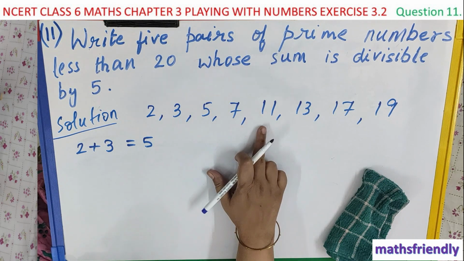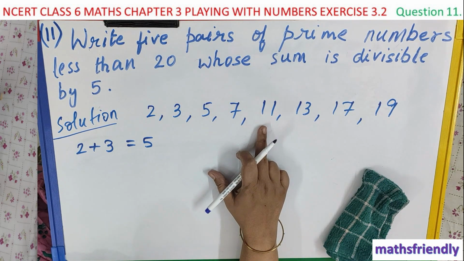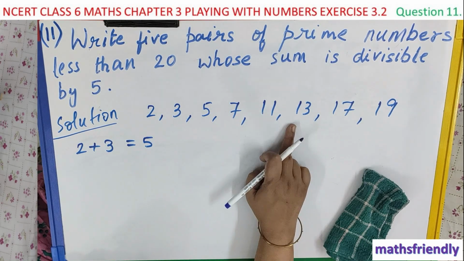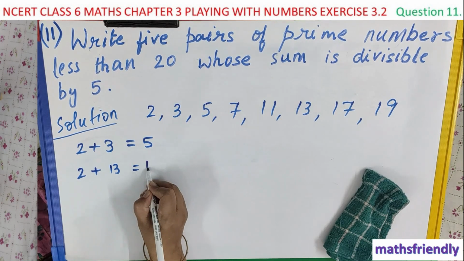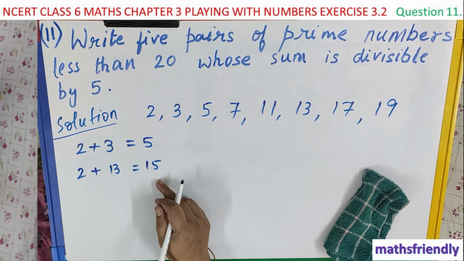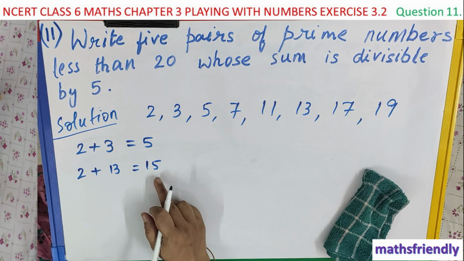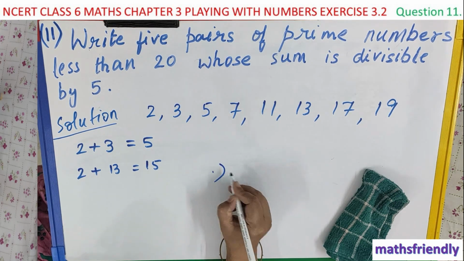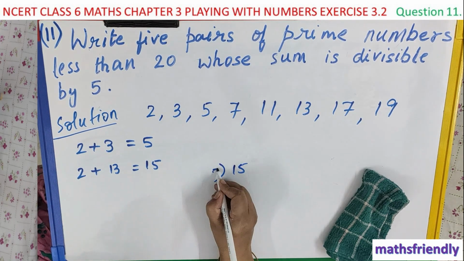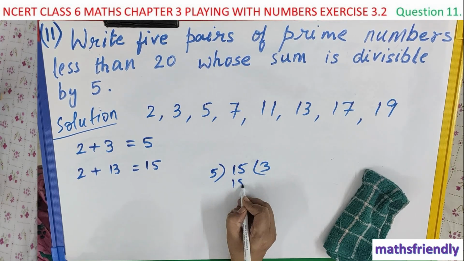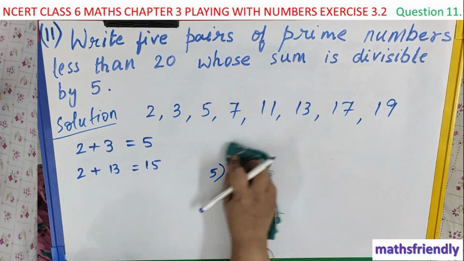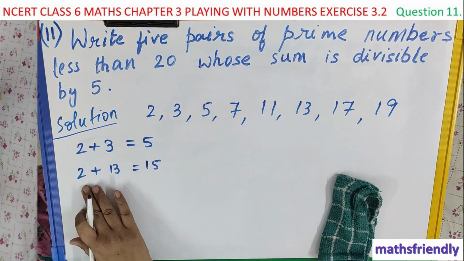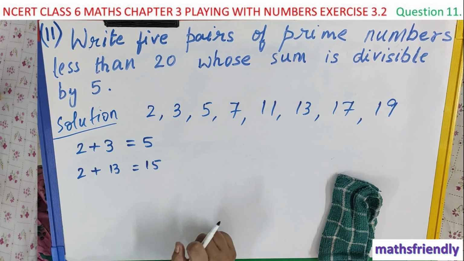2 and 11 gives 13, which is also not divisible by 5. So we will take 2 and 13. 2 plus 13 gives 15, which is divisible by 5, because 5 threes are 15 and the remainder is 0. It means 15 is completely divisible by 5. So we can take these two numbers.